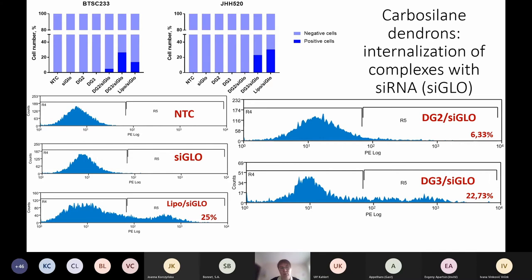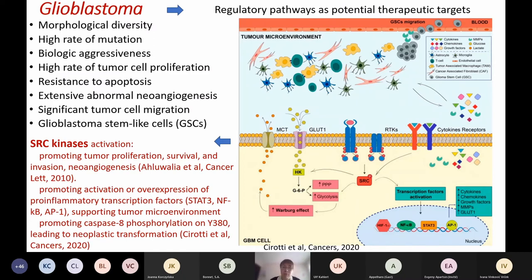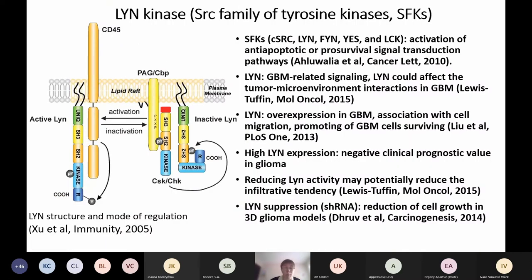So we decided to try this approach for targeting some particular kinase, some particular point. And we used one of the kinases of the family of SRC kinases, which are tightly related to tumor development in the case of glioblastoma particularly. And here you can see this picture again, and some literature data. We used Lyn kinase, one of the members of the tyrosine kinase family. It is really interesting how it works in the case of tumors and glioblastomas. But the effect of Lyn kinase expression in glioblastoma is still under discussion. So we supposed it could be really interesting to use it as a target.